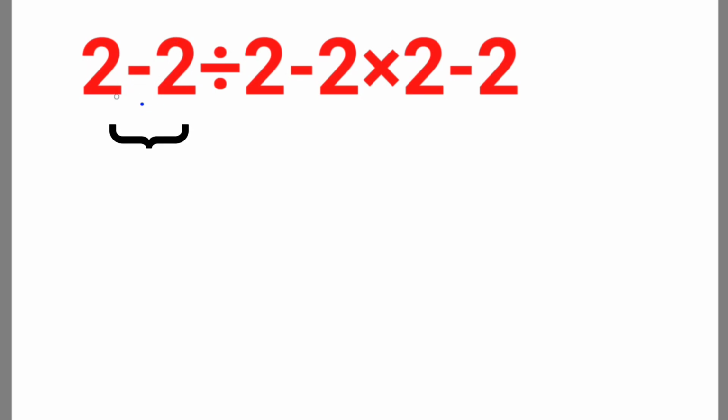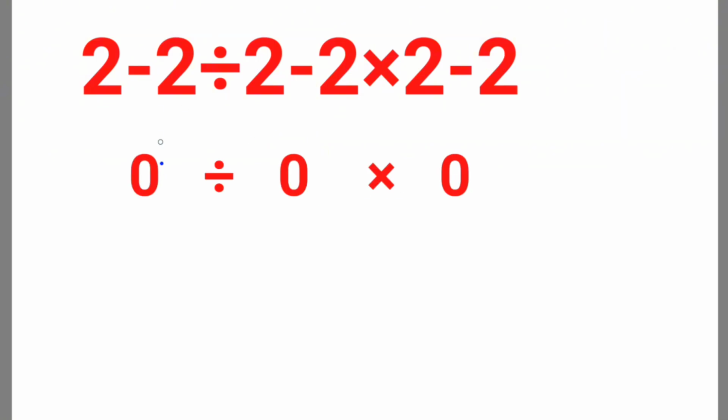Yes, look, that question, it's 2 minus 2, which is 0. 2 minus 2 is 0, and 2 minus 2 is 0. So 0 divided by 0 times 0 is equal to this row. So 2 minus 2 is 0, 2 minus 2 is 0, 2 minus 2 is 0. And 0 divided by 0 times 0, it will also be equal to 0.